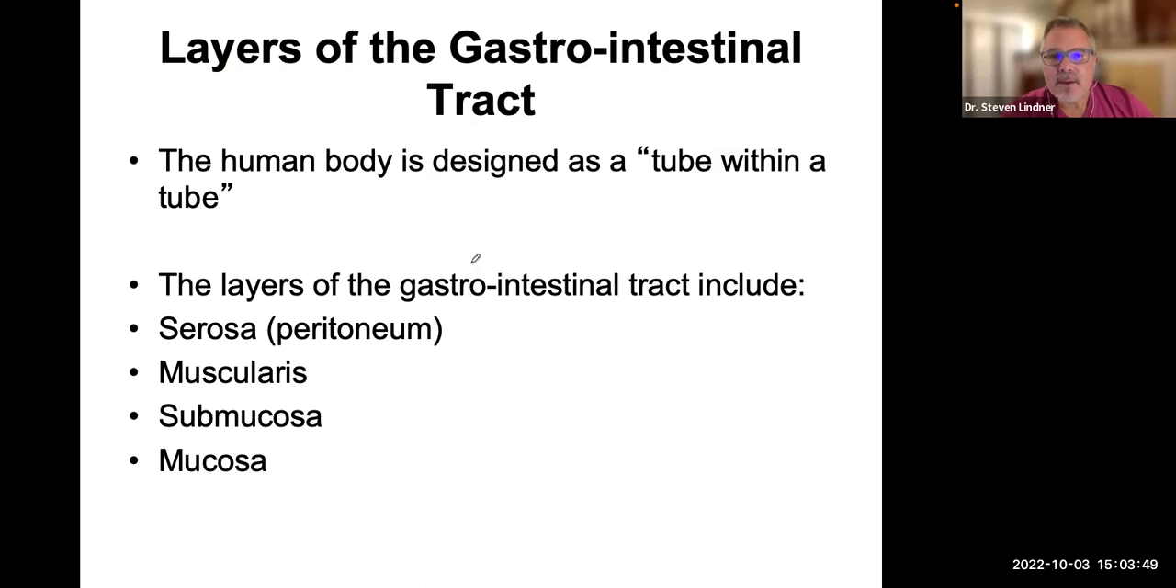The human body is designed as a tube within a tube. And we'll talk about the different layers of the gastrointestinal tract. Now, the serosa, the muscularis, the submucosa, and mucosa are the main layers. I'm going to talk about this in the next video, so let me stop here. When I come back, here's a little trailer. We'll talk about these layers of the GI tract and how important it is.